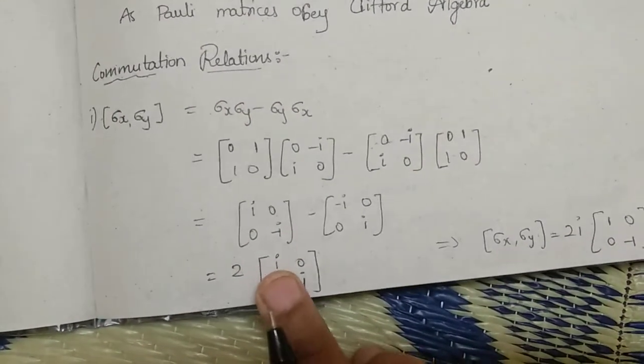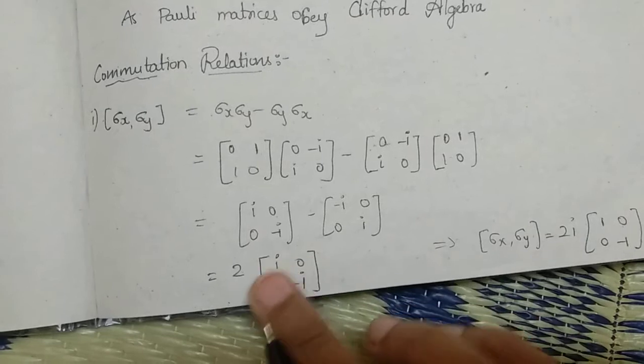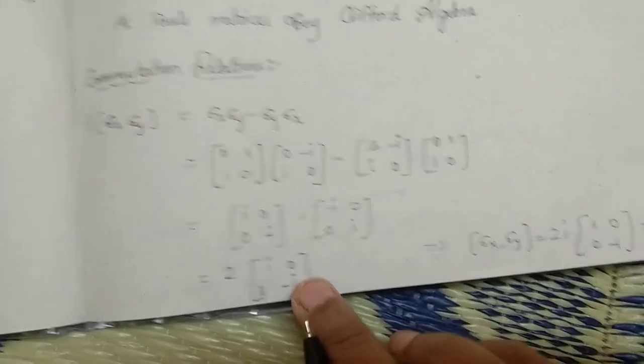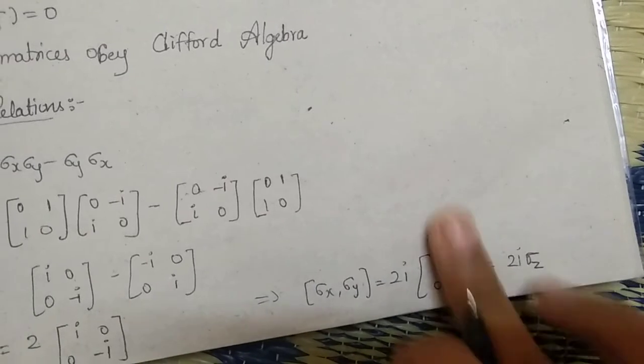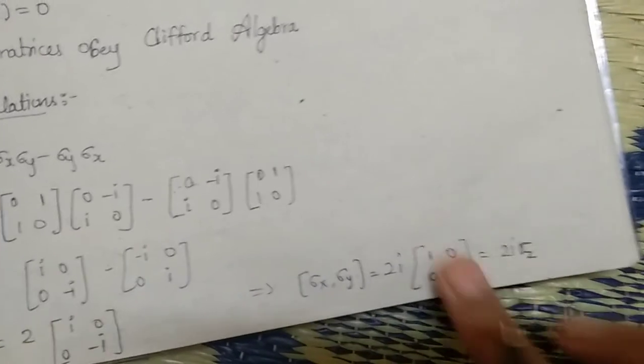So here if we take i as common, here i into 1, here i into minus 1. So 1, 0, 0, minus 1. So this is nothing but sigma z. So 2i sigma z. So this commutation is nothing but 2i sigma z.